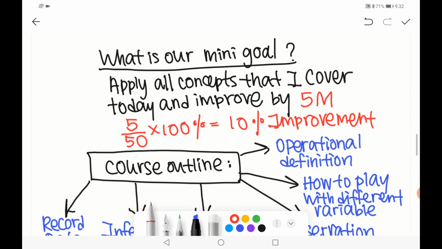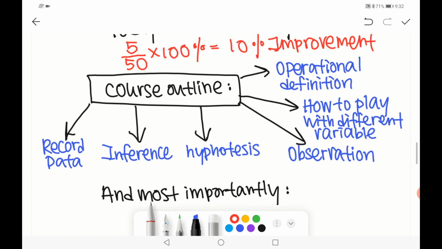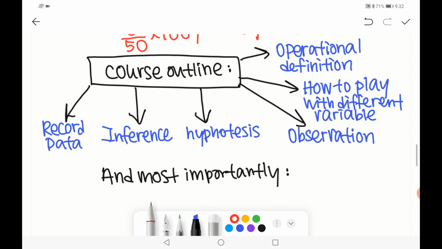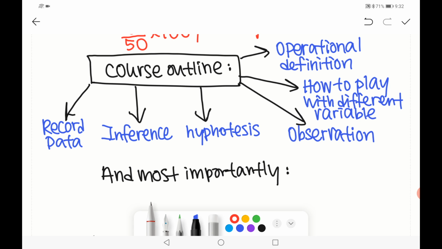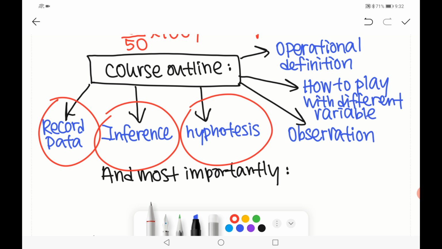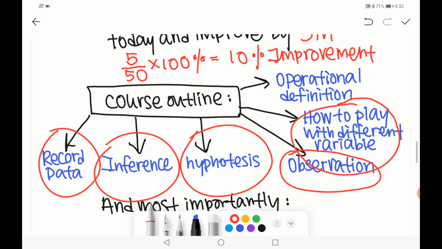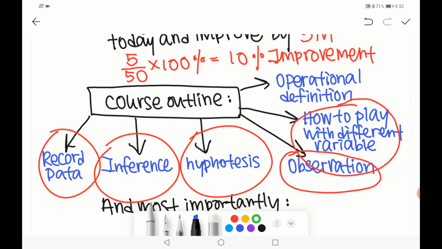All right, so this is the course outline for today. Today we will discuss a few things. I'll teach you how to record data. I'll teach you how to write a proper inference. We will learn something on hypothesis. We will talk a bit on observation, which is very easy. We will learn how to play with different variables, and most importantly, we will learn how to do operational definition.